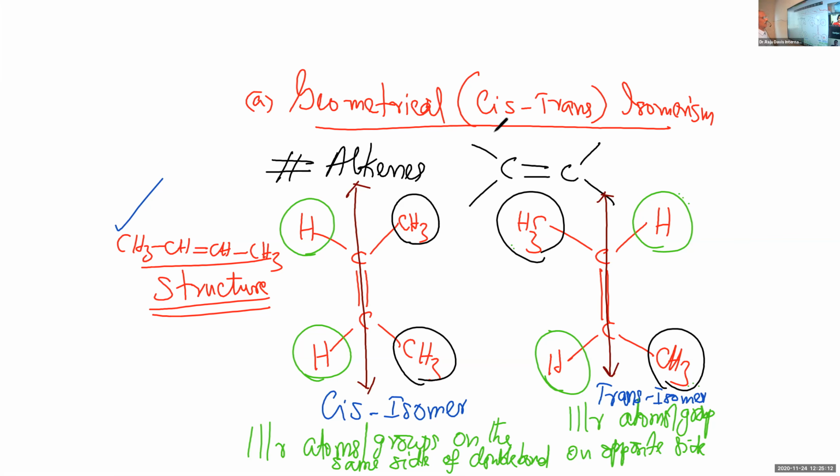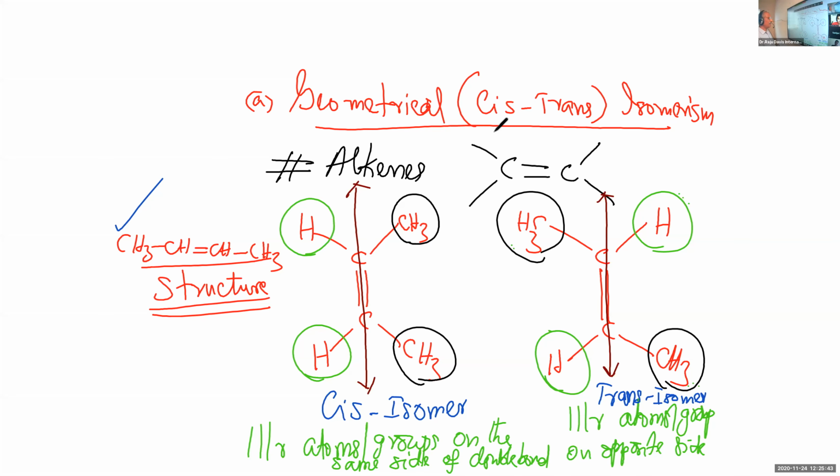But in the trans isomer, similar groups, the CH3 groups, are on opposite sides. In the doubly bonded carbon atoms, the CH3 groups are on opposite sides. Similarly, hydrogen atoms are also on opposite sides. It is called a trans isomer, and this type of isomerism is called cis trans isomerism.